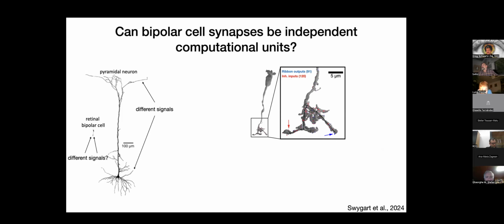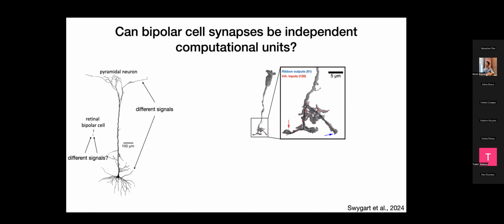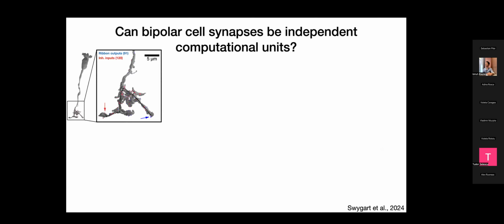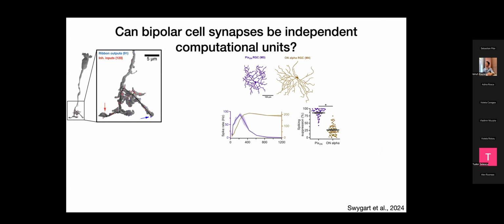Even just from an evolutionary standpoint, you might think, if this whole thing is one computational unit, an electrotonic structure, why the heck would it bother having 91 outputs and 120 inputs? Wouldn't it be easier and more efficient to stick one big inhibitory synapse there? That would take up less room and energy. So the question is, can they actually be independent computational units?